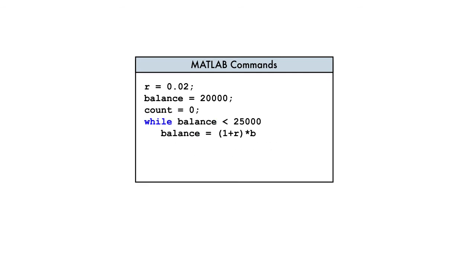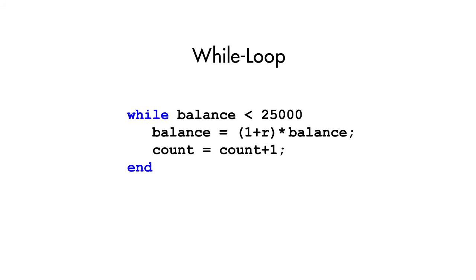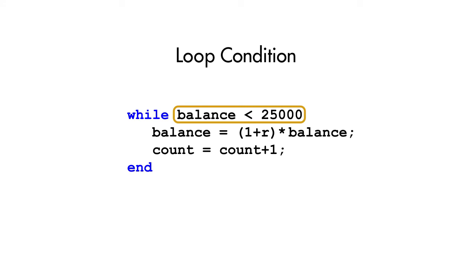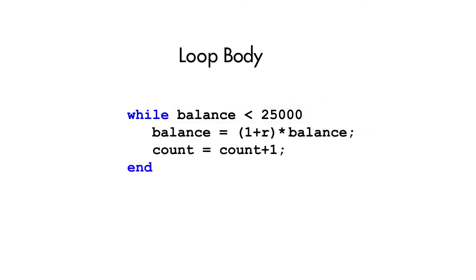However, by placing the commands inside of a while loop, the commands will be automatically executed again and again until our savings goal is satisfied. A while loop is denoted by the loop keywords while and end, which specify the start and end of the loop. The while keyword is followed by an expression called the loop condition. The loop condition should evaluate to either true or false. The remaining commands are called the loop body.